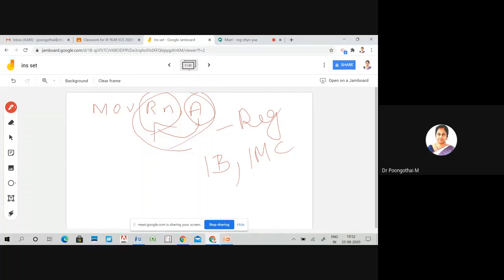It moves the content of accumulator to register. That's all. Move the content of accumulator to register.